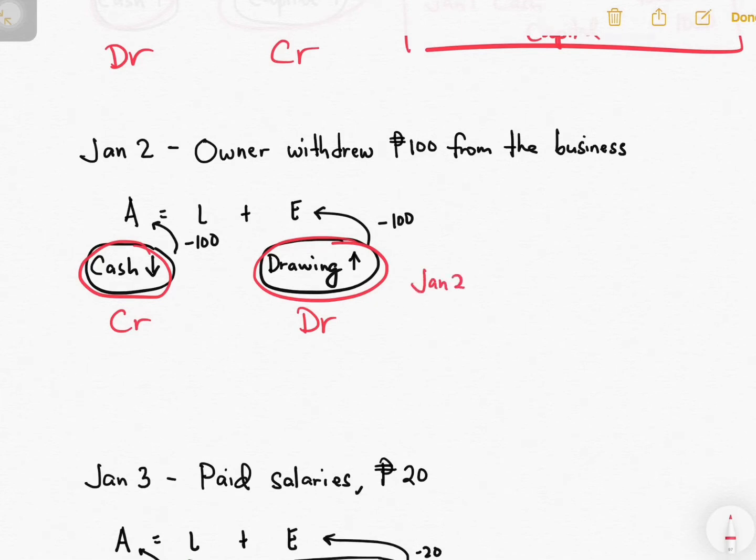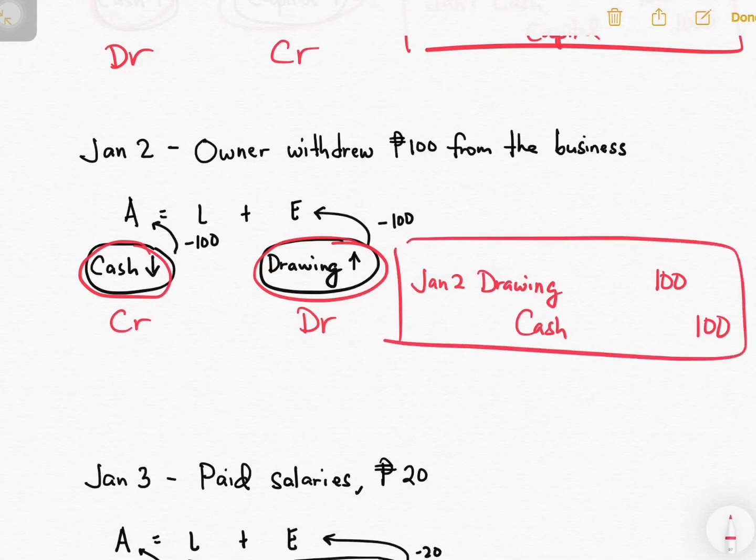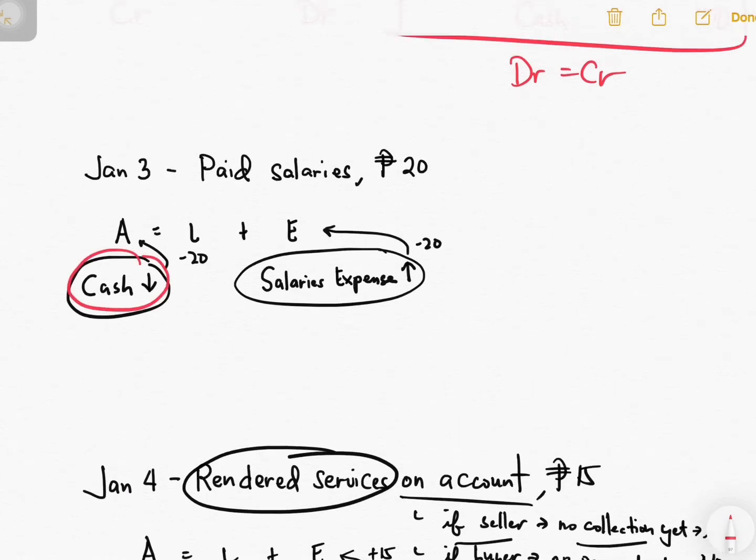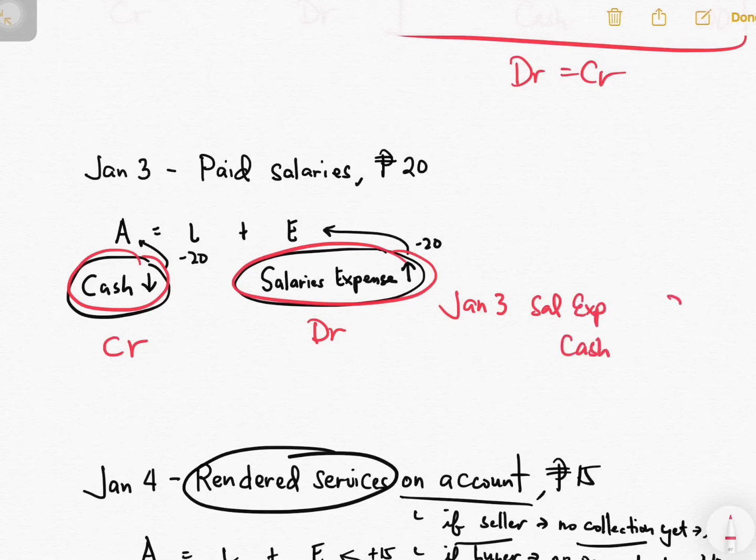This is January 2. What's your debit? Drawing, right? And you credit cash. So it's 100, 100. This is your journal entry. And again, your debit should equal your credit. So your debit is 100, credit 100. So it's good. Okay? So I'll just continue. So this one is credit, while this one is debit. So in your entry, January 3, debit salaries expense, credit cash, 20.